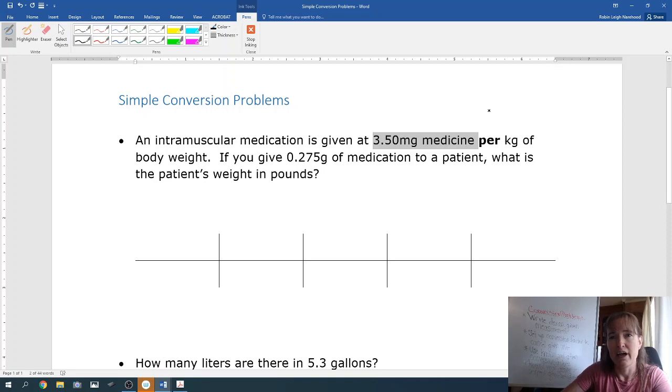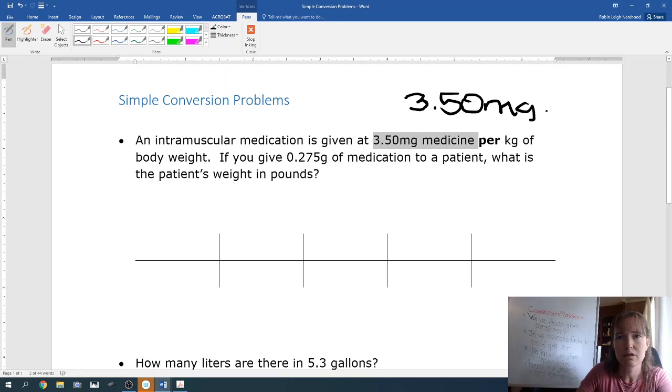And so we have 3.50 milligrams of medication per 1 kilogram of the patient's body weight.